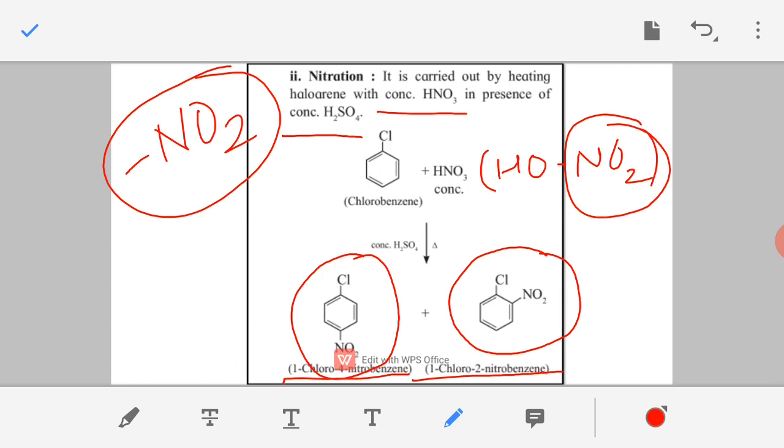We have to replace the hydrogen, and this replaceable hydrogen is combined with OH to form H2O as a byproduct. Suppose we have to balance the reaction, then we balance it by 2. Okay, very simple. For nitration, we just have to attach the nitro group at the ortho and the para position.